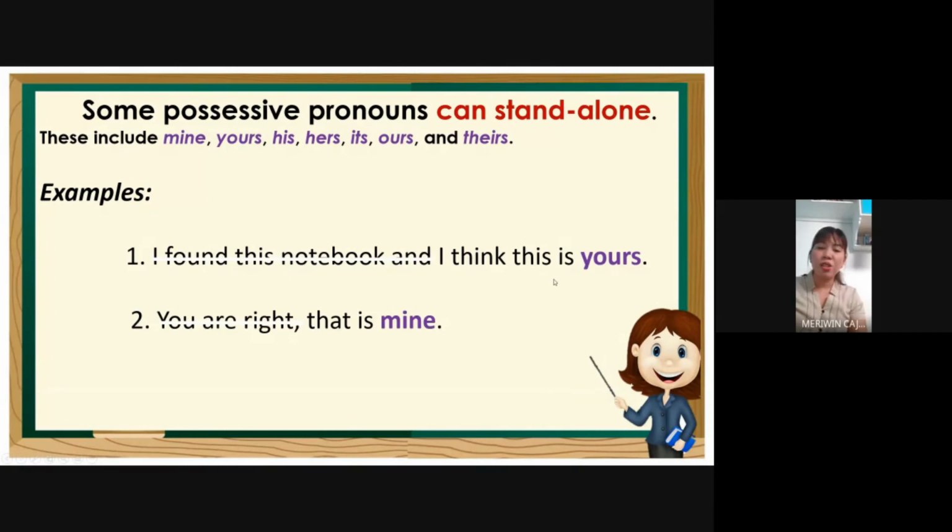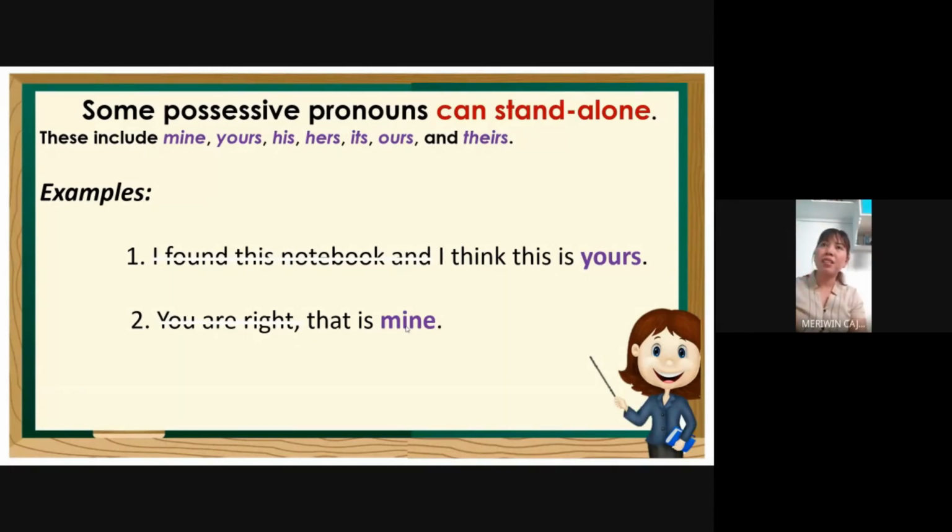Can you see that? There is no noun, okay? Another one is: you are right. I highlighted it again. And then that is mine. Okay? That is mine can stand alone. Using the possessive pronoun mine, this sentence can stand alone. Okay? That is mine. Okay? I hope you can follow this one.